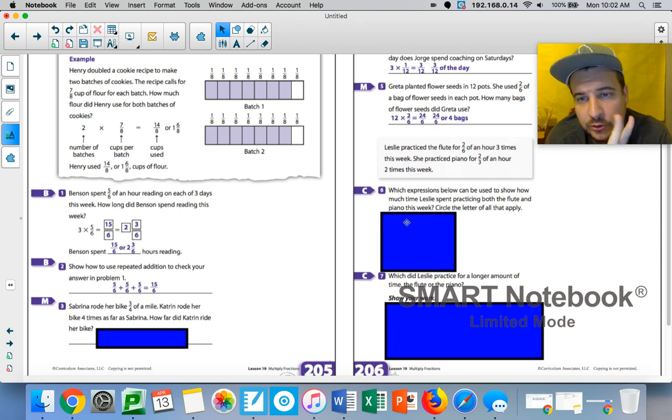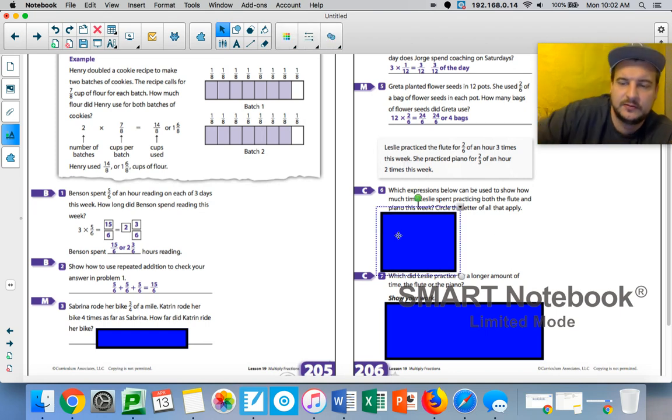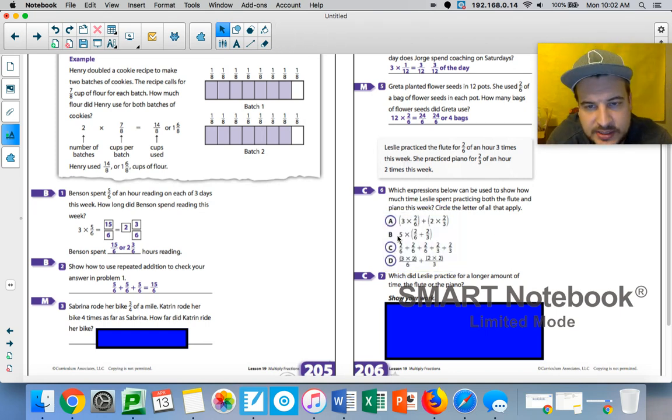So she's got two different instruments she's playing. So this is the tough part because they're two different fractions. So the choices were 3 times 2/6 because she plays 3 times a week, and 2 times 2/3 because that's 2 times a week. And then you would add those. So A is correct.